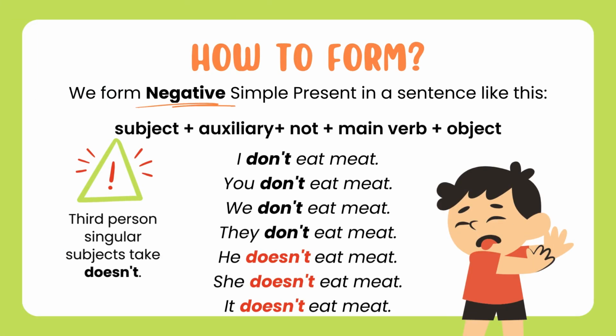We form the negative simple present in a sentence like this: subject plus auxiliary plus not plus main verb plus object. For example, I don't or do not eat meat. Do is the auxiliary. Not makes the sentence negative, and the following verb eat stays in the base form. So, you don't eat meat. We don't eat meat. They don't eat meat. He doesn't or does not eat meat. She doesn't eat meat. And it doesn't eat meat. Here, do changes to does, since we use the third-person singular pronouns.